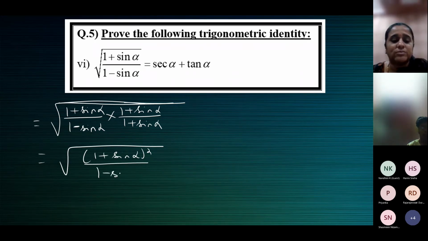A square minus b square. A square minus b square. A minus b into a plus b. Multiply the denominators: a square minus b square.